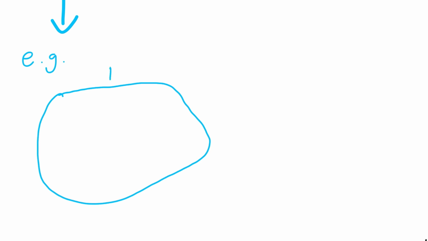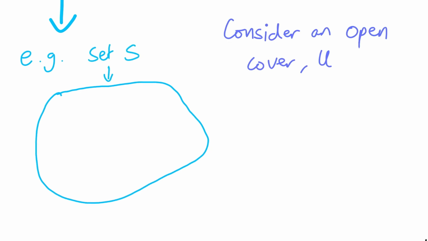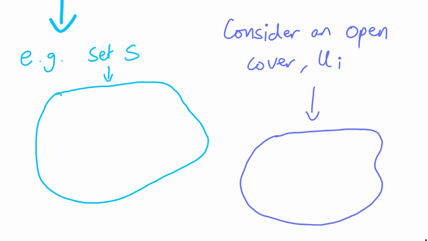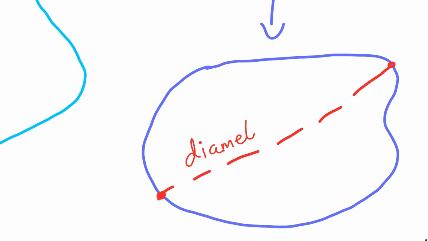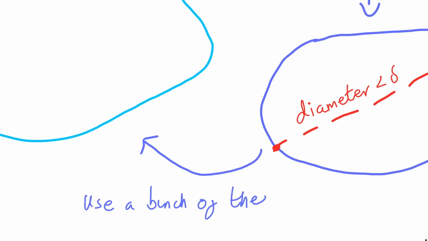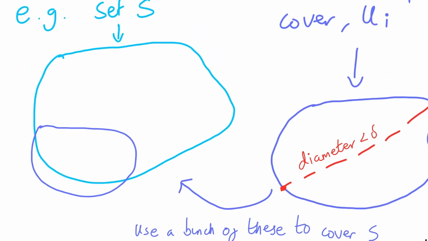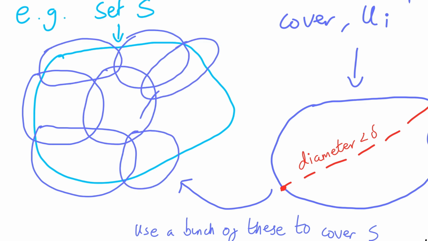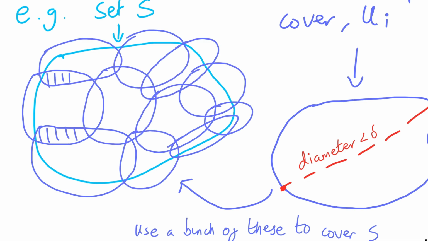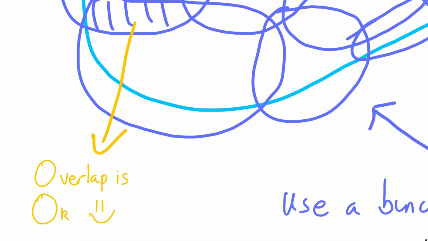So for example, let's say that our set is going to be this 2D region right here. Then what we do is we create these things called open covers. They're sets with a diameter less than delta, which is to say that the furthest distance between any 2 points in them is less than delta. So you take your open covers, and you use them to cover the entirety of your original set. They might overlap, that's okay, but you need to have the entirety of the set covered by at least one of your open covers.